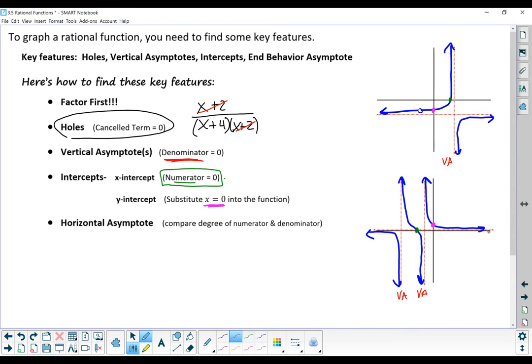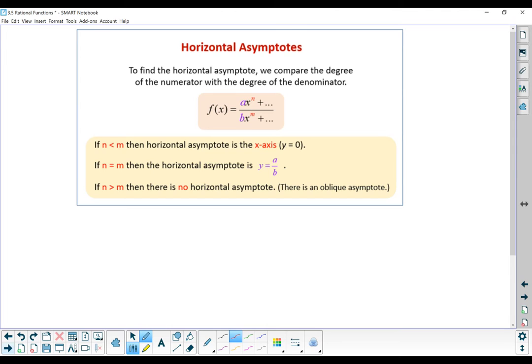And then the horizontal asymptote, probably the most challenging to find for these types of functions. We find that horizontal asymptote by comparing the degree in the numerator and the denominator. I have a couple examples of different horizontal asymptotes that we can look at and talk about. But again, you want to look at those polynomials on the top and the bottom, and you want to focus on the powers that you see.